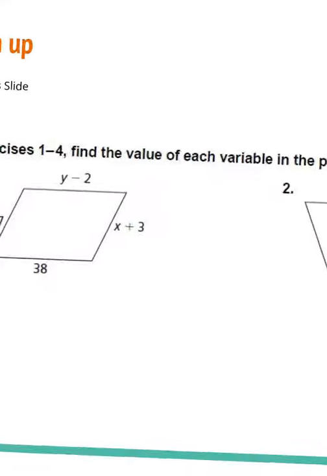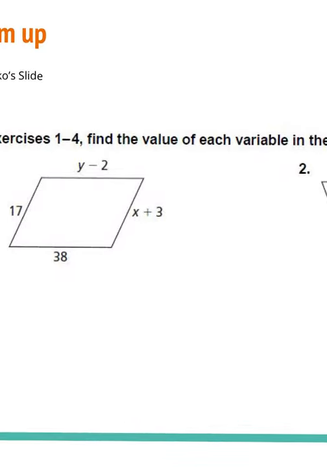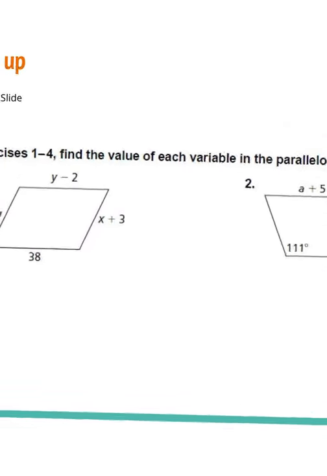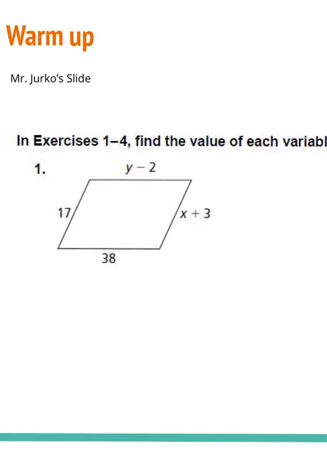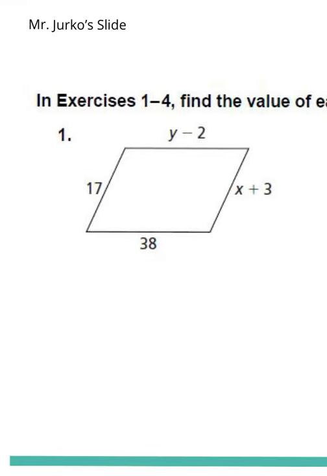All right, so in exercises 1 through 4, find the value of each variable in the parallelogram. What's one equation, peeps? Nico, give me one. It's going to be x plus 3 equals 17. Why? Because those two sides are going to be equal to each other.